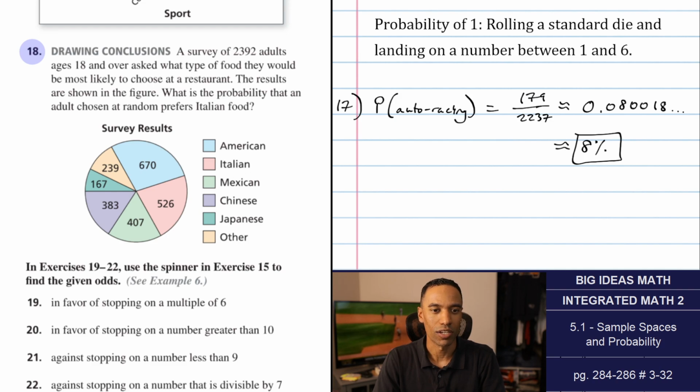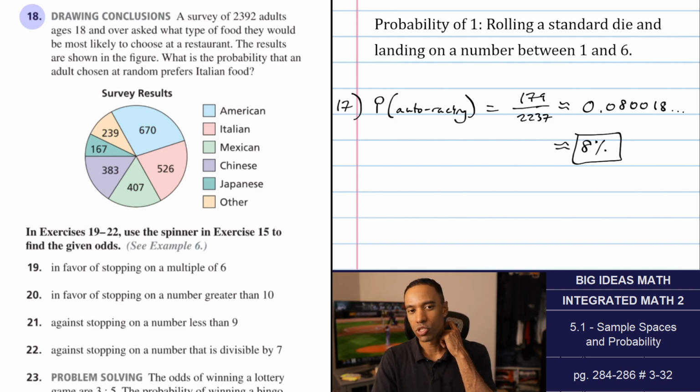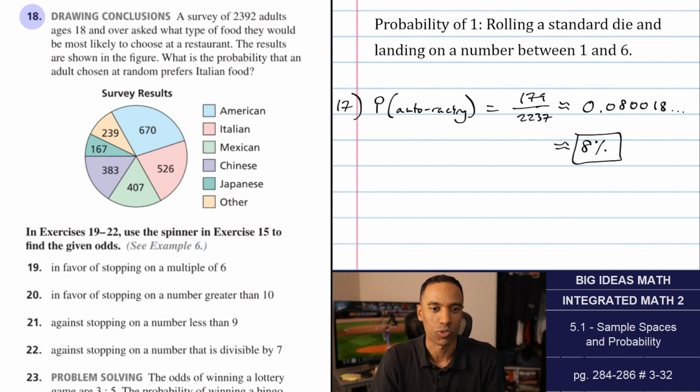Number 18, drawing conclusions. A survey of 2,392 adults ages 18 and over asked what type of food they would most likely choose at a restaurant. Where's steak? The results are shown in the figure. What's the probability an adult chosen at random prefers Italian food? So once again, this should total 2,392.